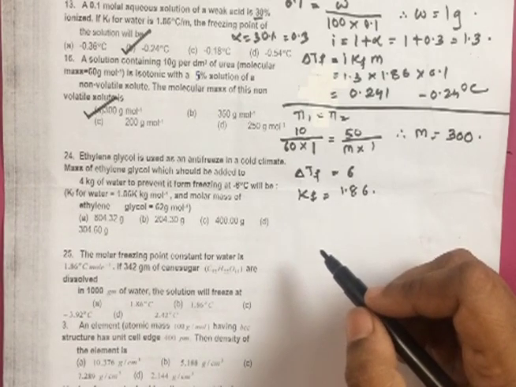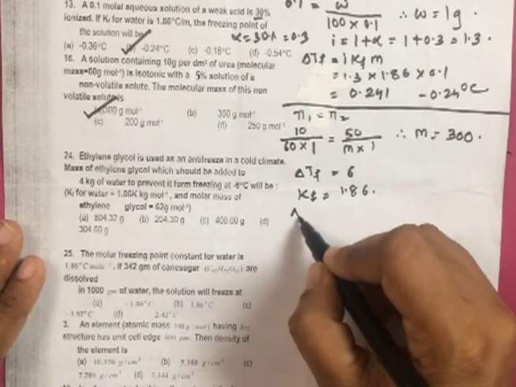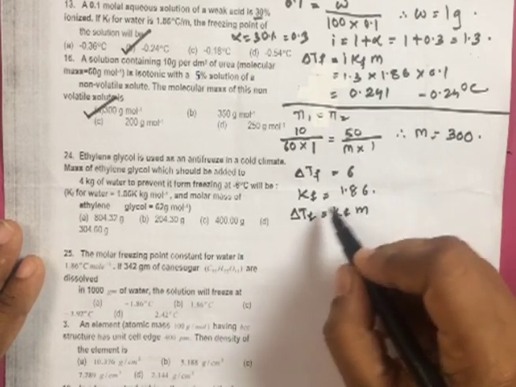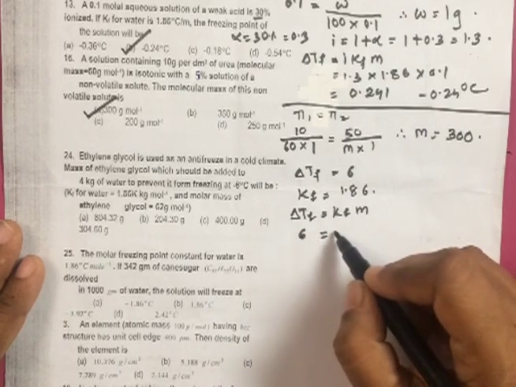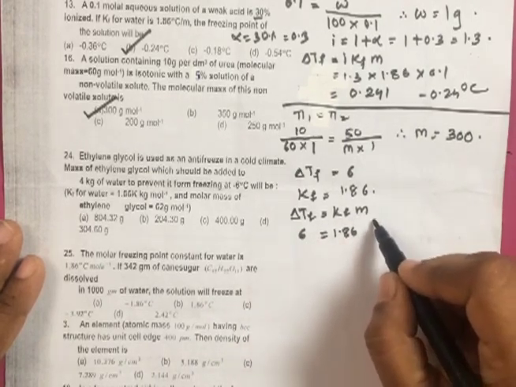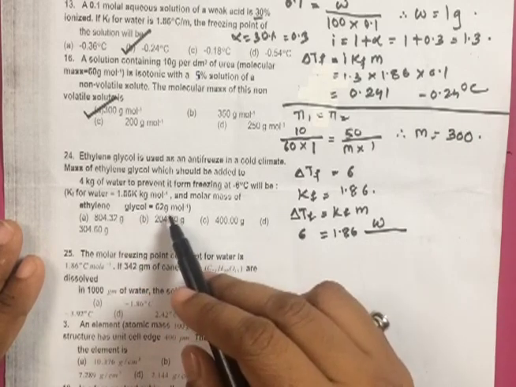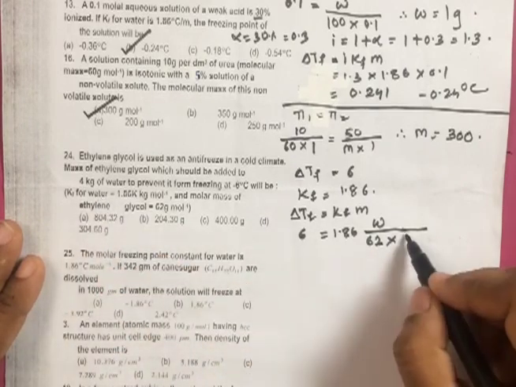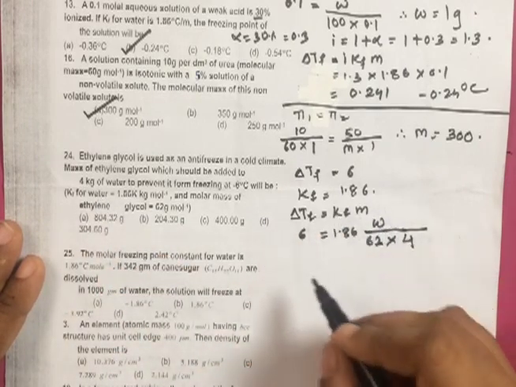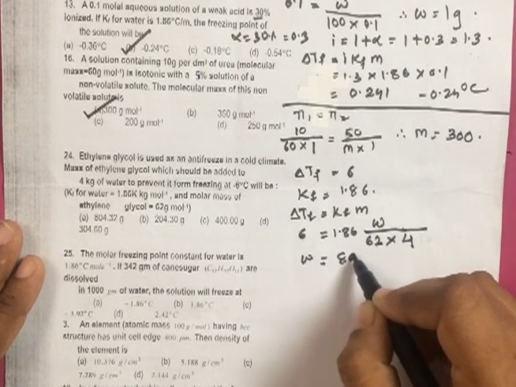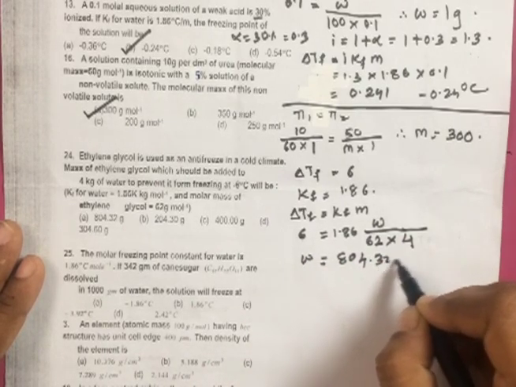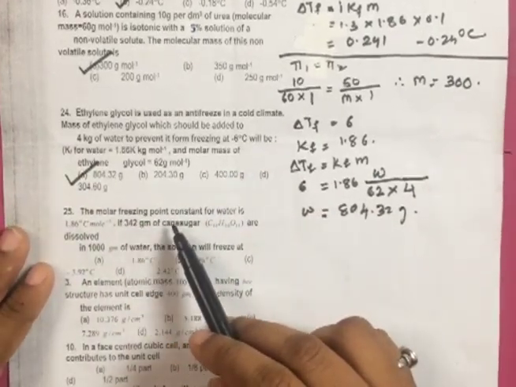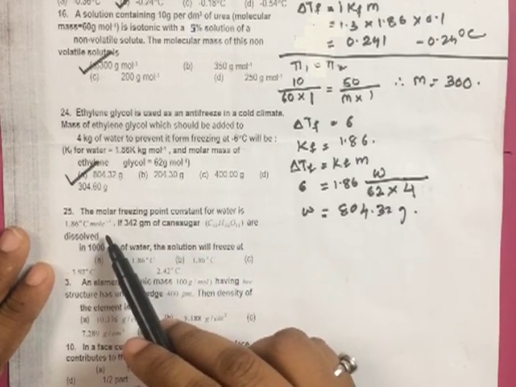The Kf is given over here, it's 1.86. Molality, weight of the substance we have to calculate. Molecular weight is given to us. So we have a formula delta Tf is equal to Kf into molality. So delta Tf, that is 6, equals Kf, which is 1.86. Molality is the weight of the substance divided by its molecular weight. Molecular weight is given as 62, multiplied by the weight of the solvent in kg, that is 4. So when we calculate this, the W comes out to be 804.32 grams. Therefore option A.